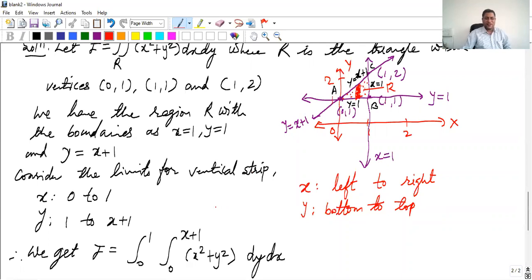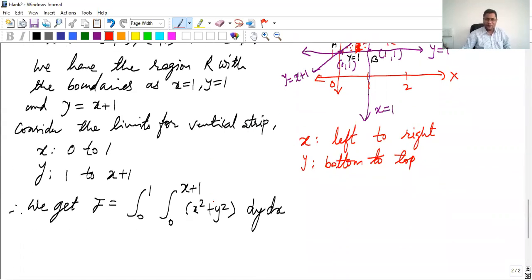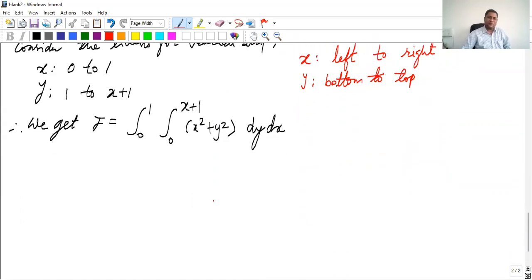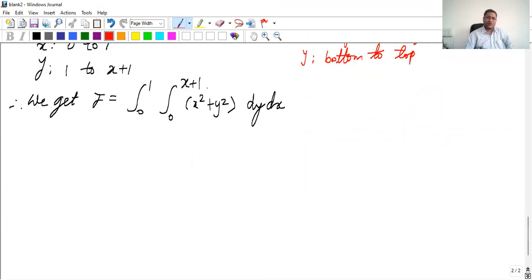Okay, so here when order is not given, definitely we are able to consider it. Got it? So now we got the limits here, and we got the order of the integration. So x is in the limit, that means we have to integrate y first. Okay, so let us integrate with respect to y.